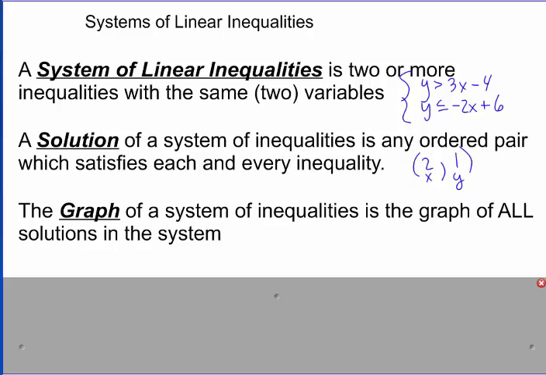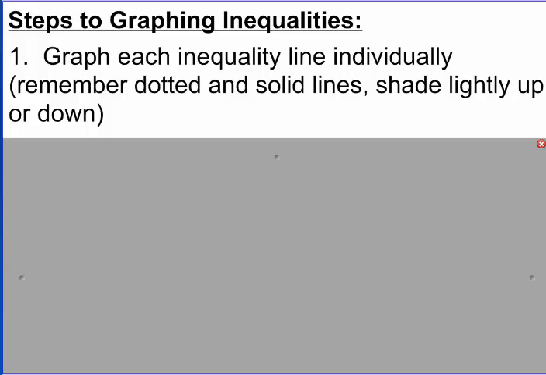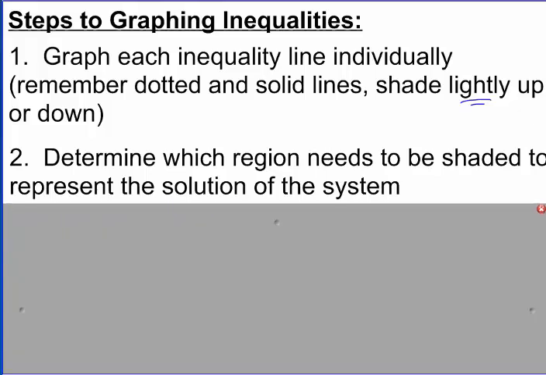Next, let's look at the steps that we might follow to help us with graphing a system of inequalities. The first thing you would want to do is graph each inequality line individually. Don't forget your dotted and solid lines. Don't forget the shading, and you want to do it lightly, shading up or shading down, but don't do it too dark. I'm going to show you in an example what I mean by lightly, because not all of the shading will be your solution. There are only certain sections of shading that will be your solution. We'll discuss that in a little bit.